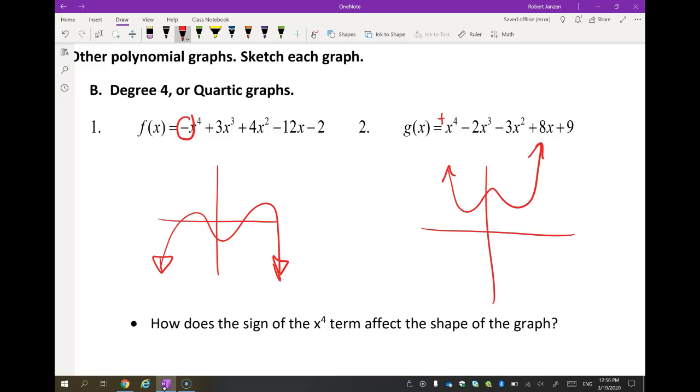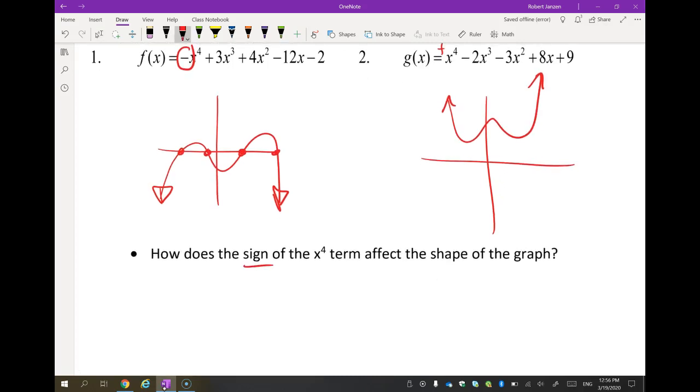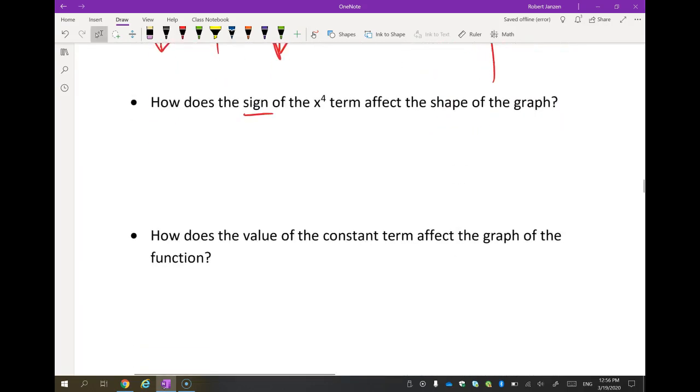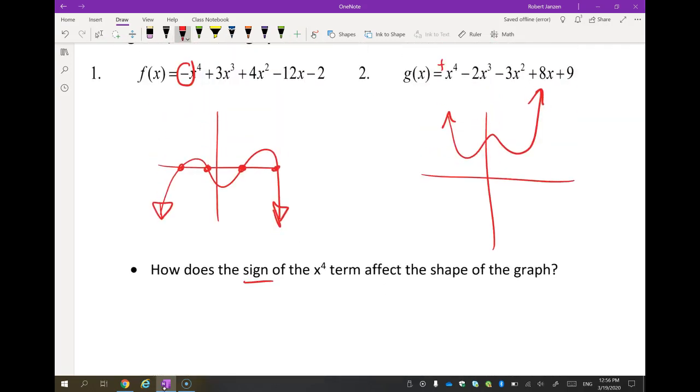All right? What the power of 4 means is there will be at most 4 x-intercepts. It doesn't mean there has to be 4, but there will be at most 4. Okay? What does the sign do? It affects what direction it opens. Okay, and how does the value of the constant term affect the graph? Well, we already talked about what the constant is. It's the y-intercept.